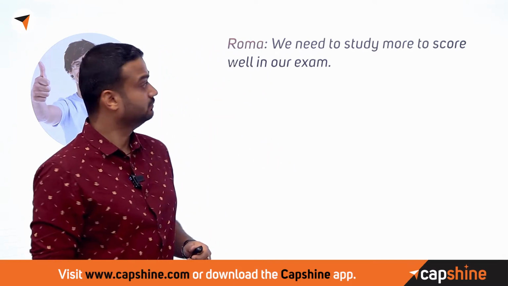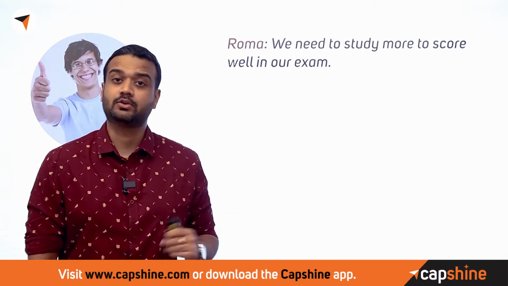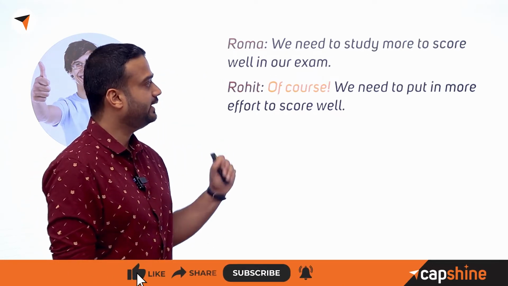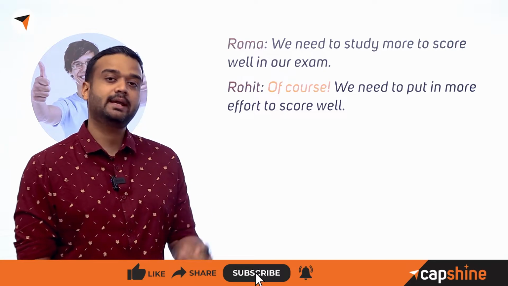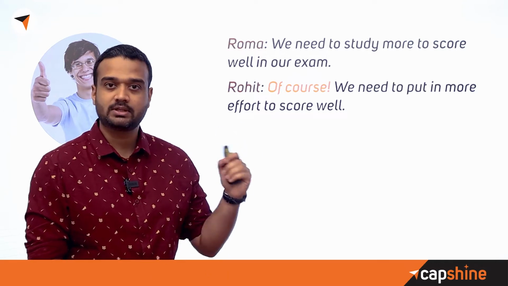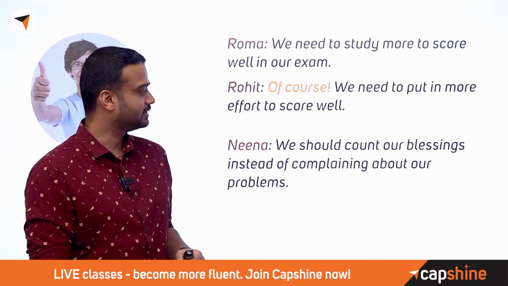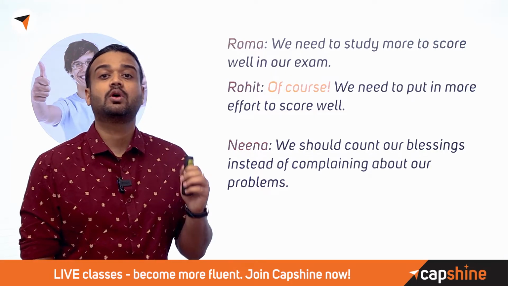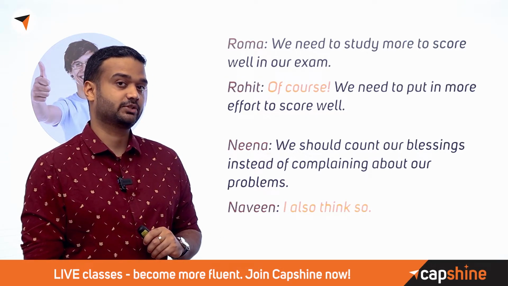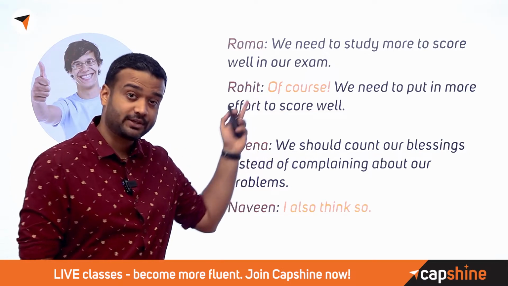Let's say Roma tells you, we need to study more to score well in our exam. And you want to agree to this. How would you do that? Well, you'd say, of course, we need to put in more effort to score well. So you're agreeing, you're also adding your own opinion on top of that and showing that agreement by using the phrase, of course. Nina says we should count our blessings instead of complaining about our problems. You want to agree with this. For example, you could say, I also think so. Notice how these phrases are used in context to agree with what the other people said.